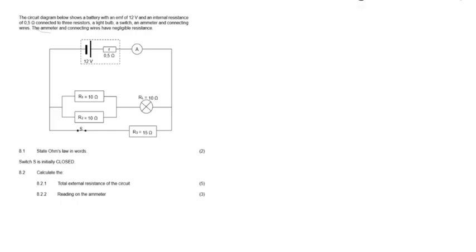So here we have electricity. It says, in the second diagram below, it shows a battery with the EMF of 12 volts and an internal resistance of 0.5 ohms connected to the resistors, the light bulb and the switch and the ammeter, and also connecting wires.